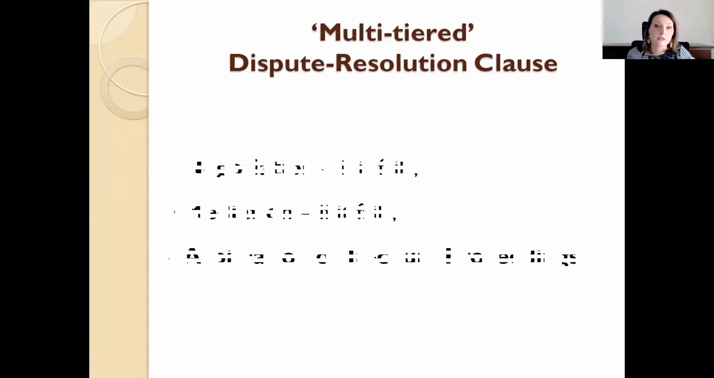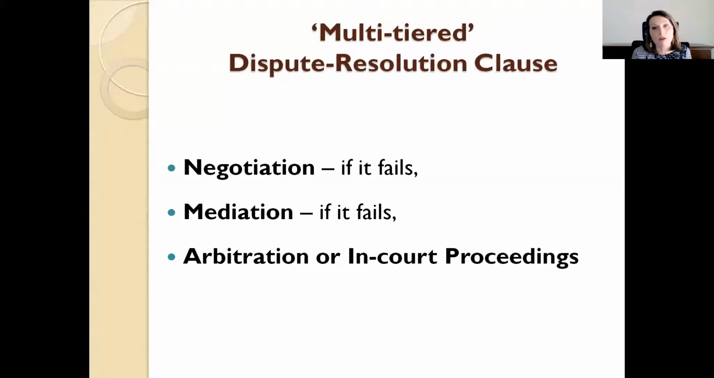This type of clause may state that if a dispute arises between two parties to a contract, they will initially be required to negotiate a resolution. If negotiation fails, mediation will be the compulsory stage before commencing an arbitration or before commencing in-court proceedings.